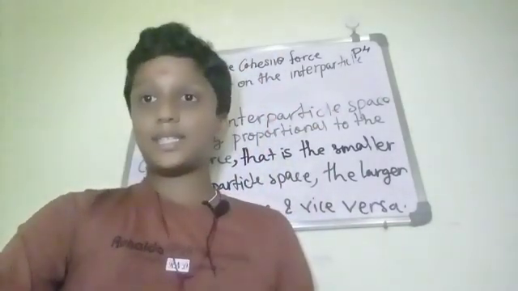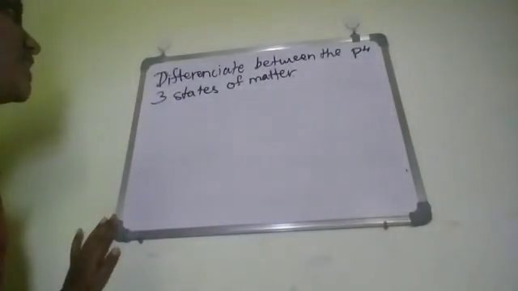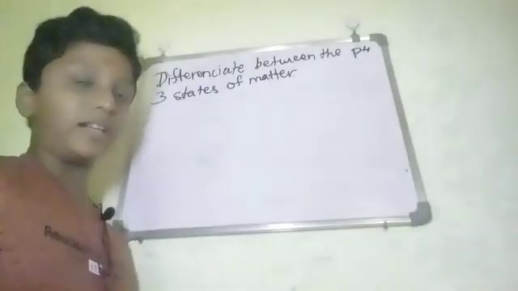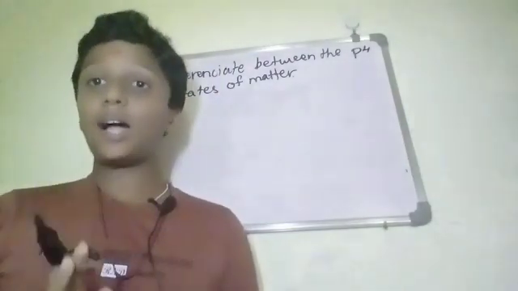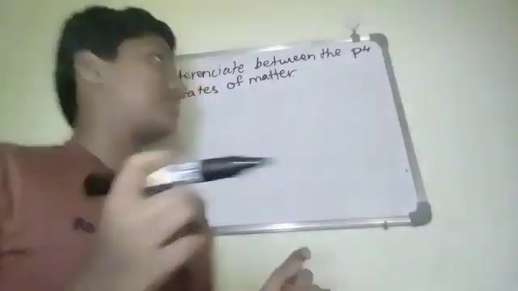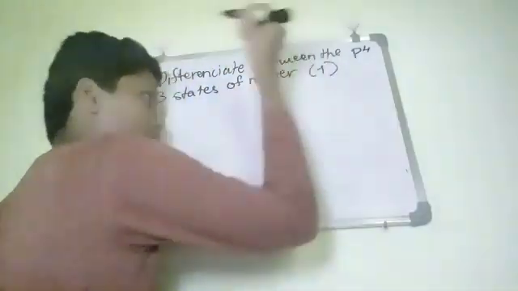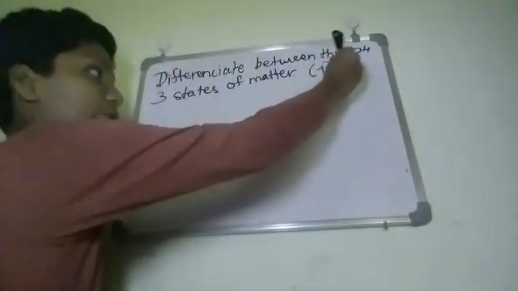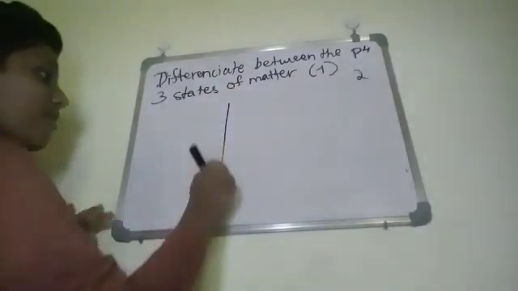The next question: differentiate between the three states of matter. This question you need to answer according to the marks. If this question comes as a 1 mark question, you need to write 2 points. Any 2 points. You can just write like this.